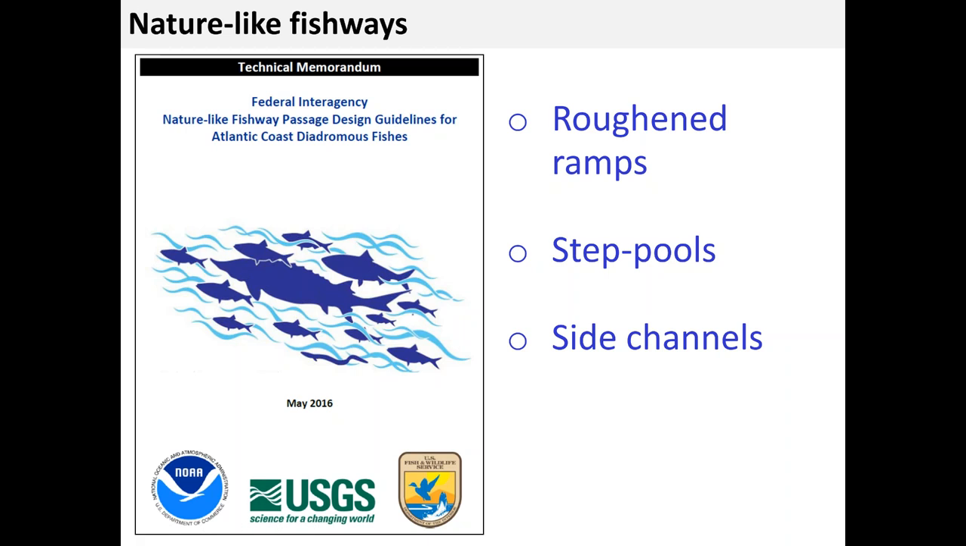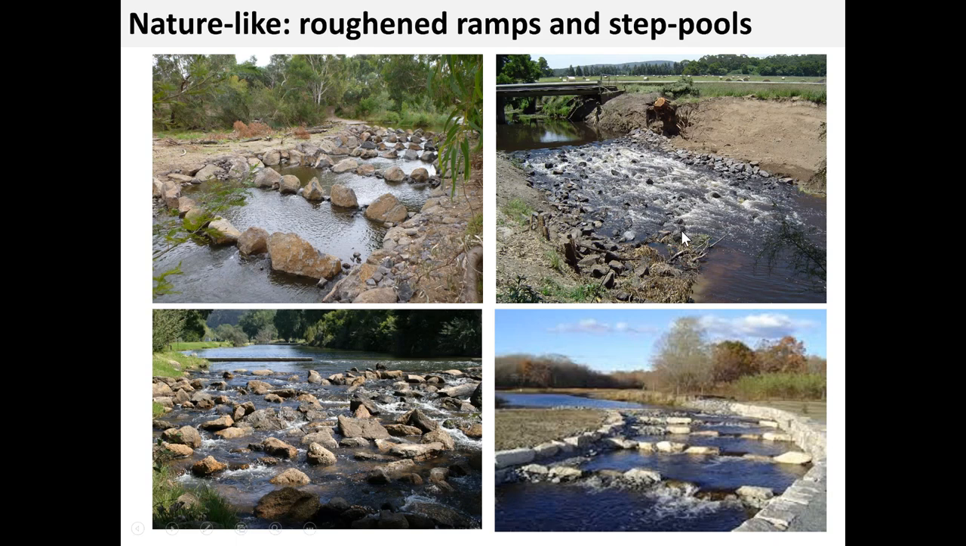I'm just going to show you some pictures. This is step pools and some roughened ramps where that height is basically broken down with the addition of boulders, which simply dissipate energy and create conditions which encourage fish to swim, and also make it possible by slowing down the flow over the ramp. Okay.